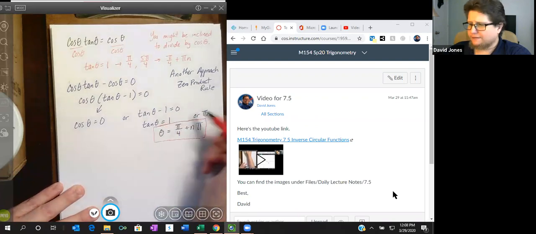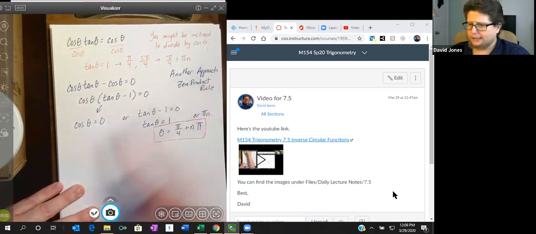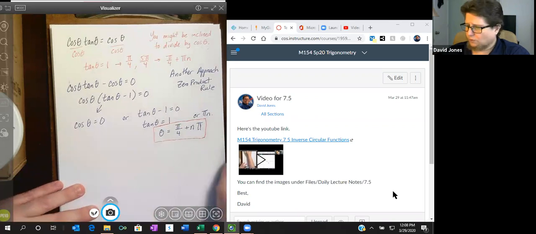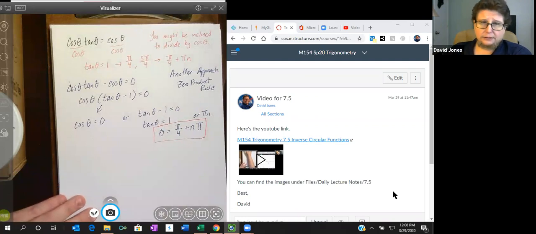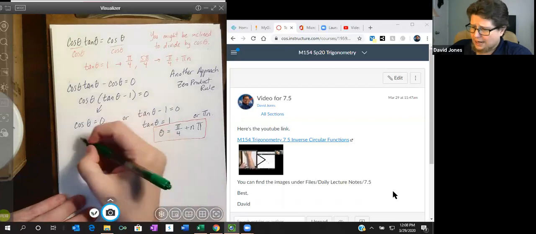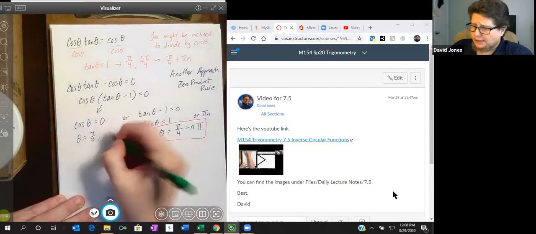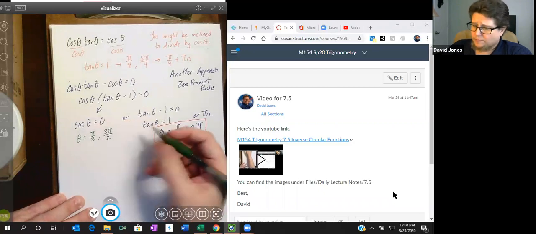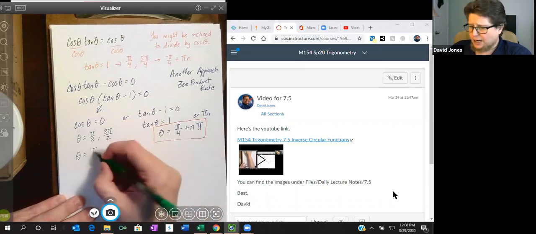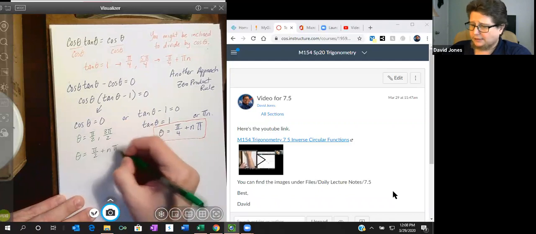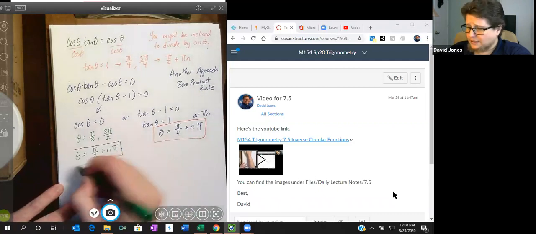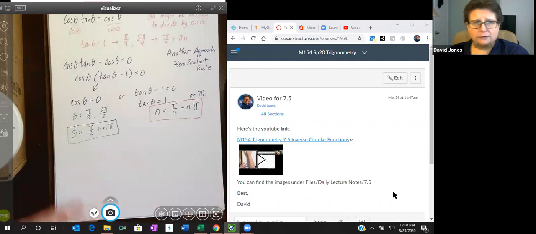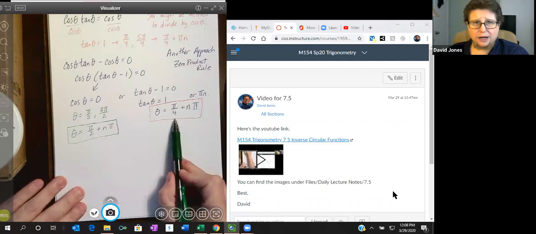Notice, though, that when we divided by cosine theta, we lost this solution. What satisfies that? Where does cosine theta equal 0? Well, that happens at pi over 2 and 3 pi over 2. And if we keep going laps around, this is pi over 2 plus n pi. Those are also valid solutions. Do they work in the original equation? Let's just verify that, because pi over 2 is not in this category. Let's just check pi over 2.